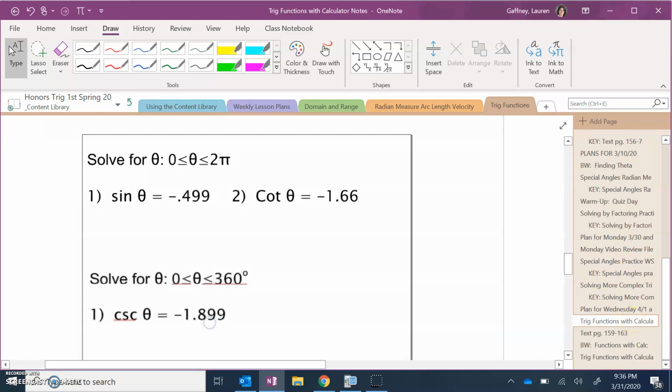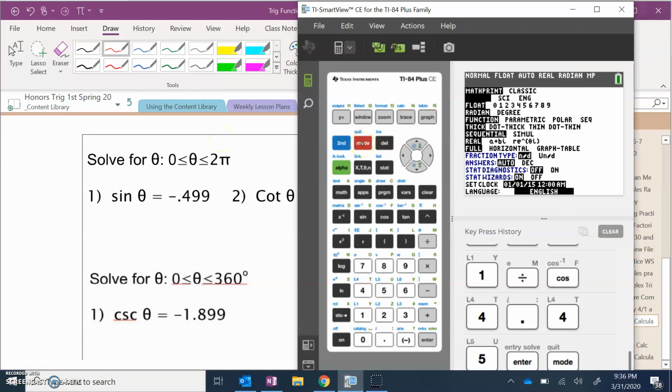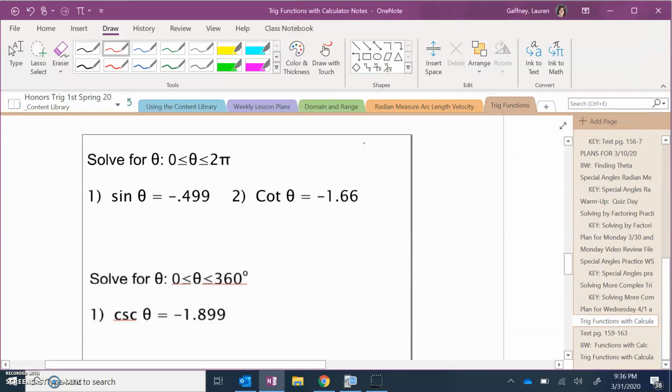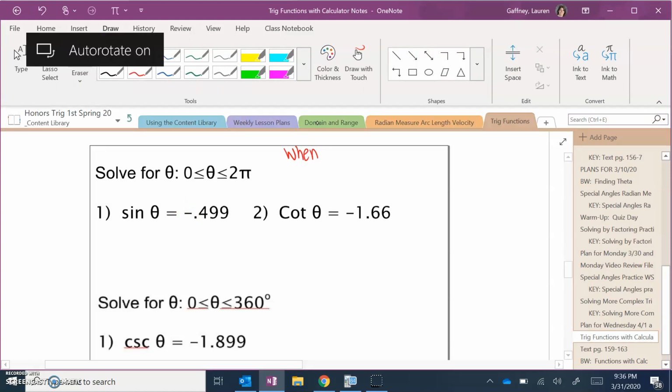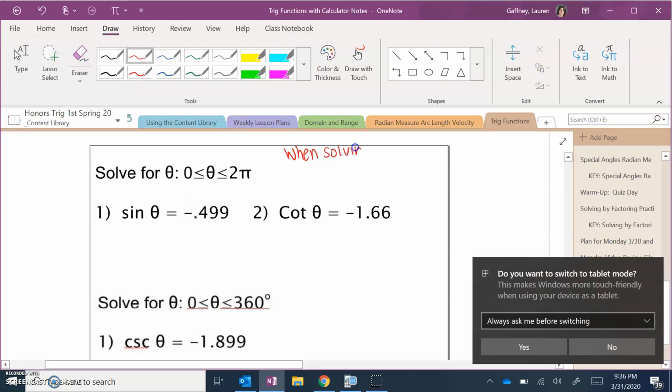We're going backwards now. So this one we're trying to do in radians. Pretty sure I left my calculator in radian mode. Yes, I did. So let's do these first 2 here in radians. Now you need to pay attention to this very carefully. So when solving, drop the negative when doing inverse trig functions.